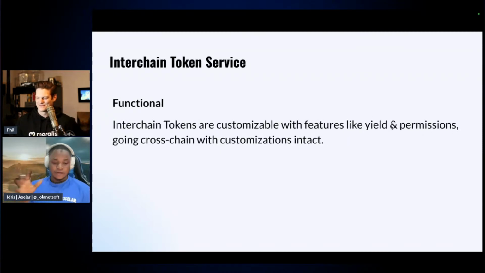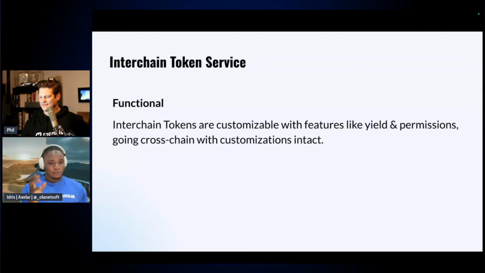Another one is functional, right? Interchain tokens are customizable. I mentioned this before, where every project has a custom or unique functionality that's unique to their own token or their project. This type of customization and features could be yield, it could be permissions, anything basically. You can go cross-chain with all of these features with the confidence that your customization is intact across all of these chains. And that's very, very easy. Don't worry, you will see what I'm talking about in a second.